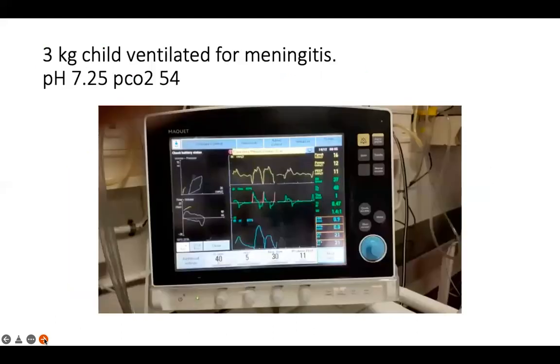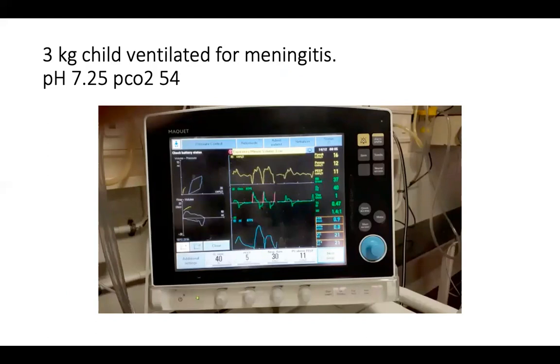Now, coming to the first child. So this is a 3 kg child who was ventilated for meningitis, but unfortunately you can see that the pH is 7.25 with the PCO2 of 54. Remember, as far as possible, try to always get a normal pH and a normal PCO2.